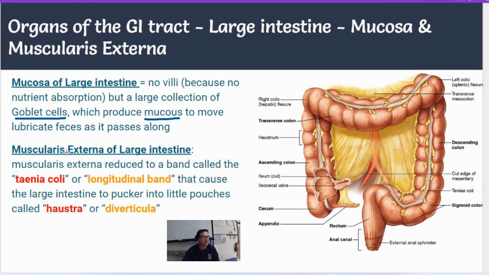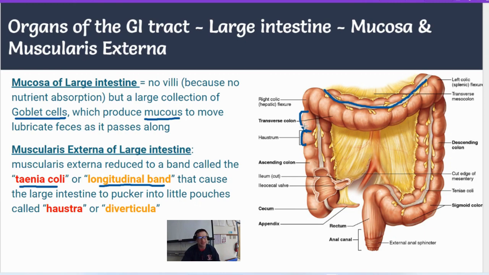Then you have the muscularis externa right here, and it's called the taenia coli. It's also called the longitudinal band. This was in our lab right here. So this little band of smooth muscle runs the length of the large intestine, and it's going to create these little pouches called haustra, or haustrum for singular. So these little pouches are going to cause the food or the feces or the chyme, which is almost ready to leave the body, to stay in these little segments.